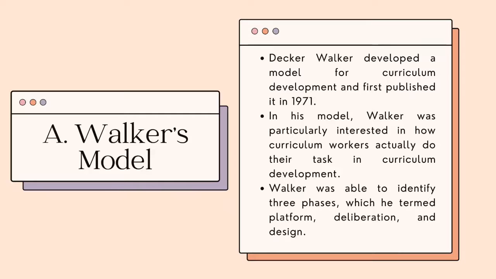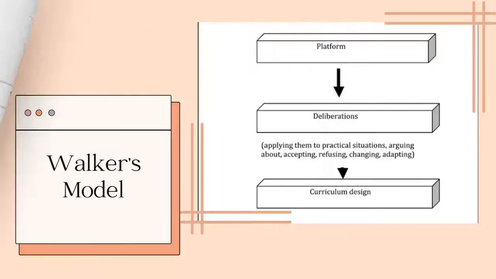Its proponent, Decker Walker, developed a model for curriculum development and first published it in 1971. He contended that curriculum developers do not follow the prescriptive approach of the rational linear sequence of curriculum elements when they develop curricula. In his model, Walker was particularly interested in how curriculum workers actually do their tasks in curriculum development. Because of this, he was able to identify three phases which he termed platform, deliberation, and design. We can see here the illustration of Walker's model.